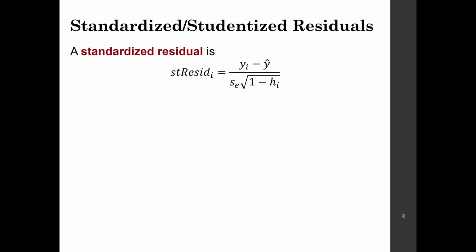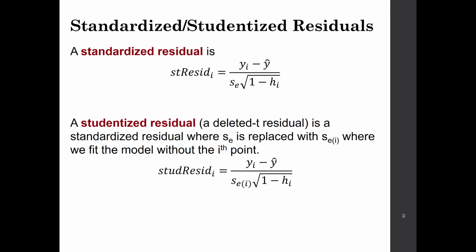Remember, we already learned this in simple linear regression, but a standardized residual is the residual, the vertical distance up or down to the line from a y to the predicted value y hat, divided by the standard error of the regression times the square root of 1 minus the leverage. And a studentized residual, or a deleted t residual, is the same calculation, but this time the standard error of the regression is computed without the point that we're looking at, the ith point. We don't include that when we fit the model, and we compute the standard error of the regression that way.